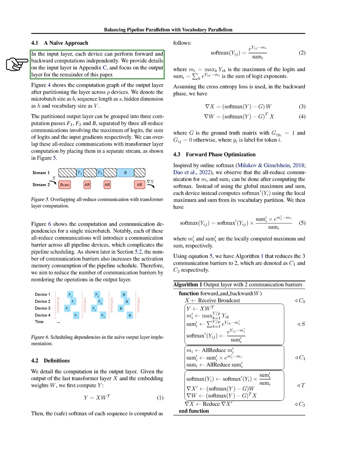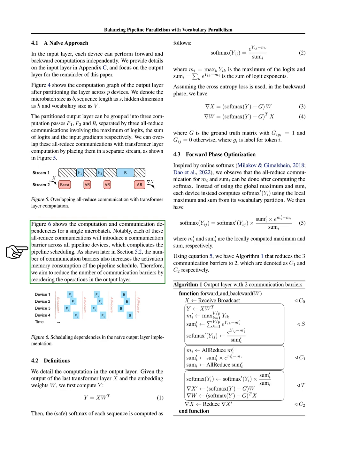After partitioning the output layer across multiple devices, we can group it into 3 computation passes, which we label as F1, F2, and B. These passes are separated by 3 all-reduce communications that involve the maximum of the logits, the sum of the logits, and the input gradients. We can overlap these communications with the computations of the transformer layer by placing them in a separate stream. However, each of these all-reduce communications introduces a communication barrier across all pipeline devices, complicating the scheduling process. We aim to reduce the number of these barriers by reordering operations in the output layer.